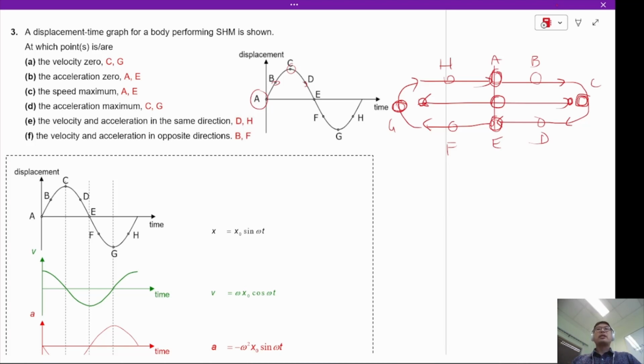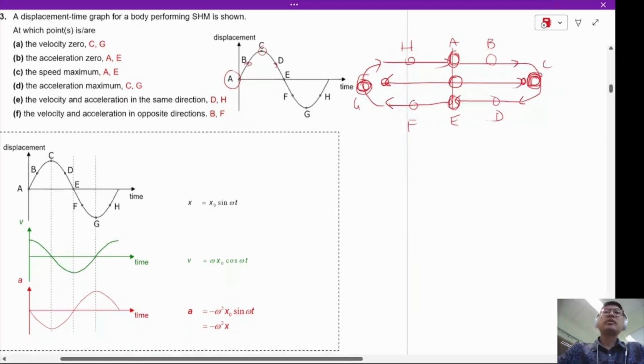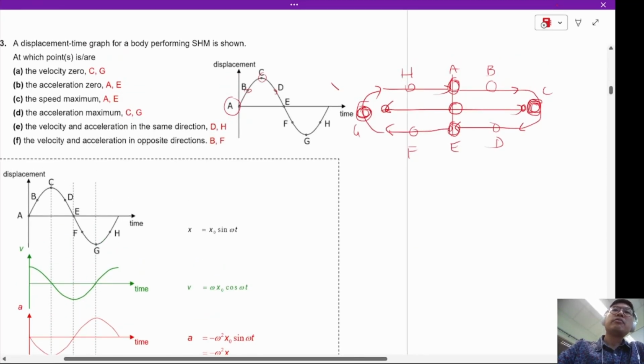Now, where is the acceleration maximum? The acceleration is maximum at the ends, C and G. So the velocity is 0 here, velocity 0. Over here, the velocity is 0.